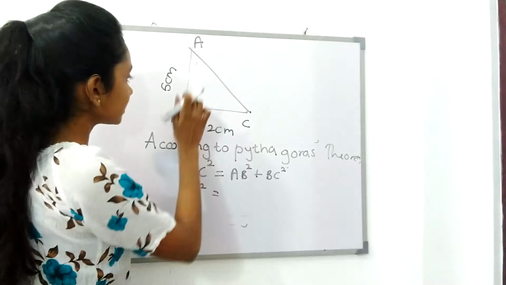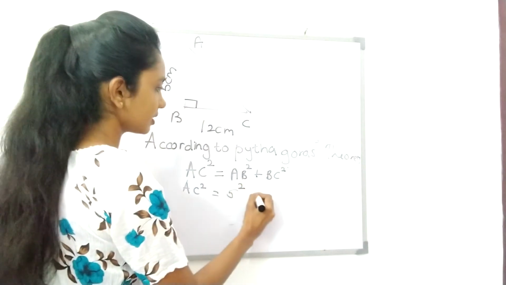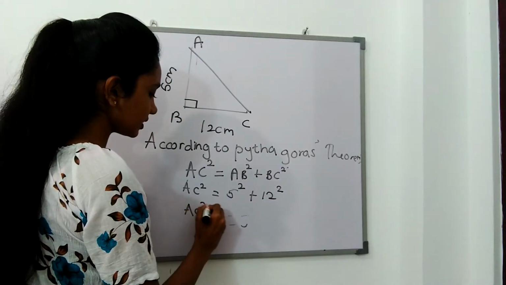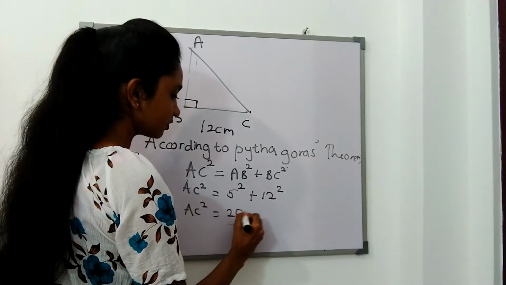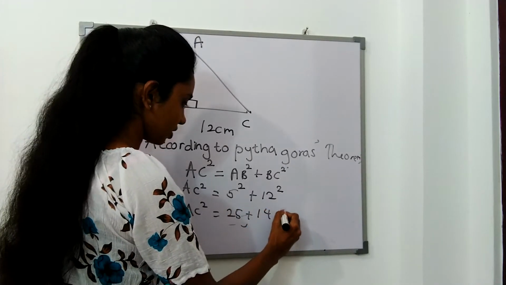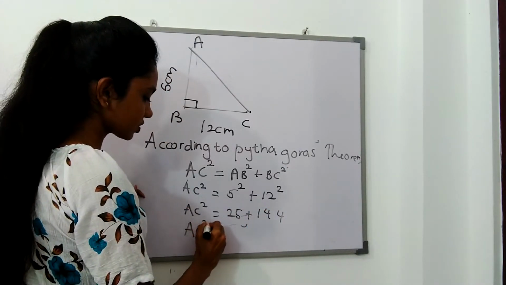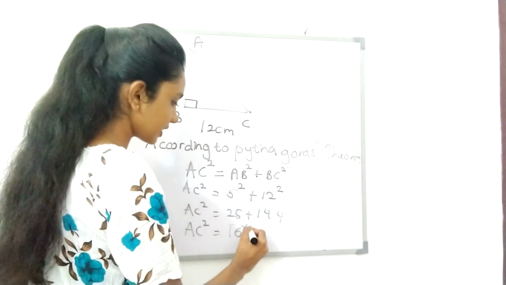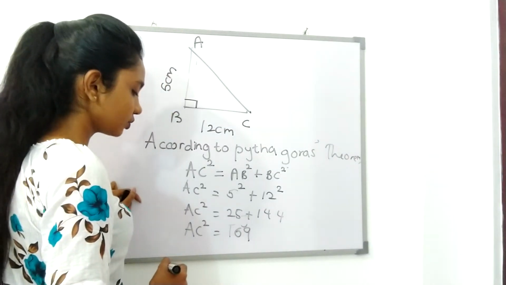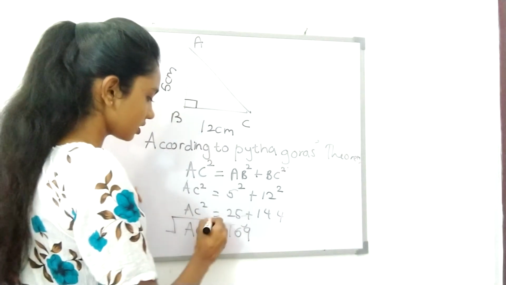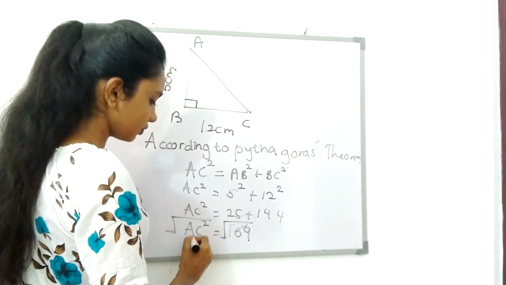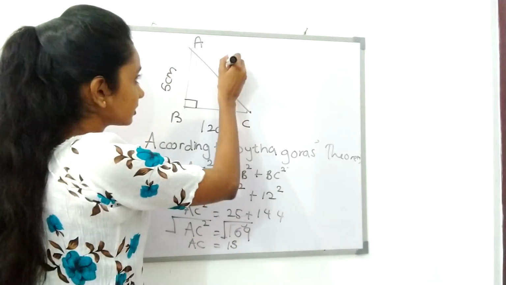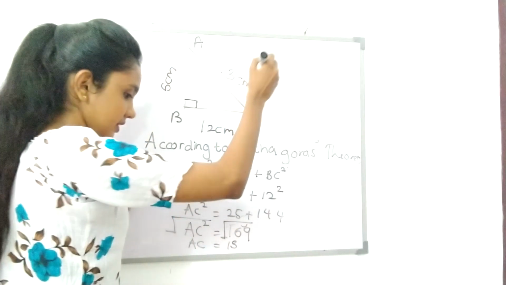AB squared, it's 5, so 5 squared. BC squared, it's 12 squared. So AC squared is equal to 5 squared, which is 25, plus 12 squared, which is 144. If you add 25 and 144, you will obtain 169. Taking the square root on both sides, you will obtain AC as 13. So the length of AC is 13 centimeters.